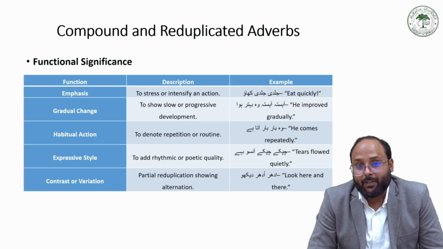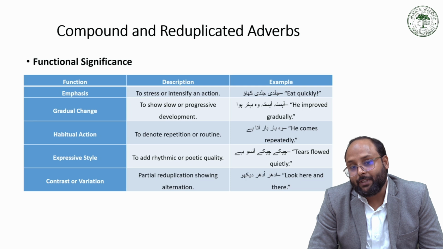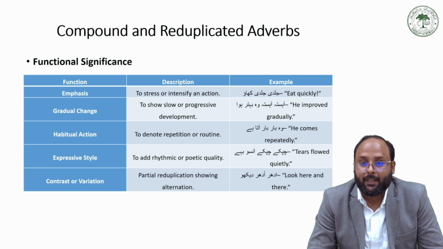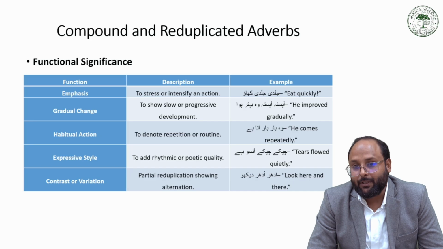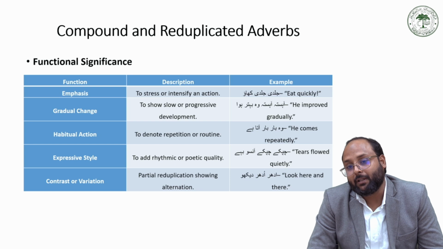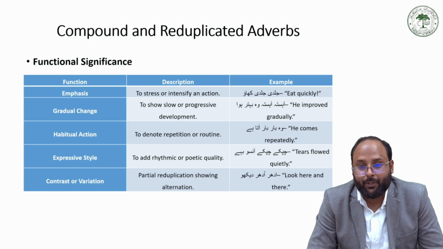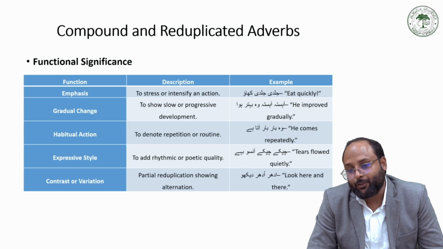So there are some functional significances of these reduplicated or compound adverbs. It has the function of emphasis, like jaldi jaldi khao. So it gives stress or intensifies the action. Gradual change: like ahista ahista wo behtar hua, to show slow or progressive development. And habitual action, to denote repetition or routine: वो बार बार आता है. And expressive style, to add rhythmic or poetic meaning: चुपके चुपके आंसू बहे, चुपके चुपके आंसू बहाना.